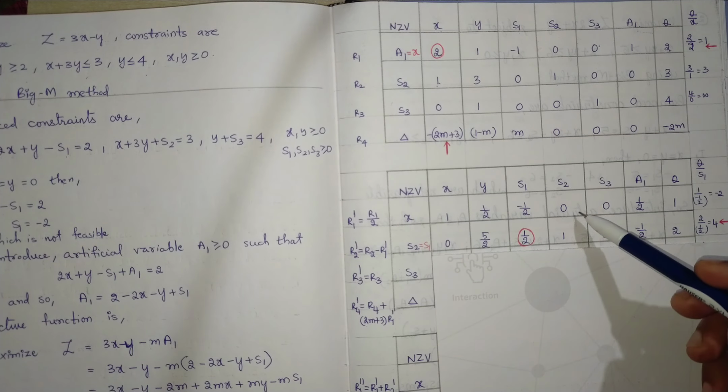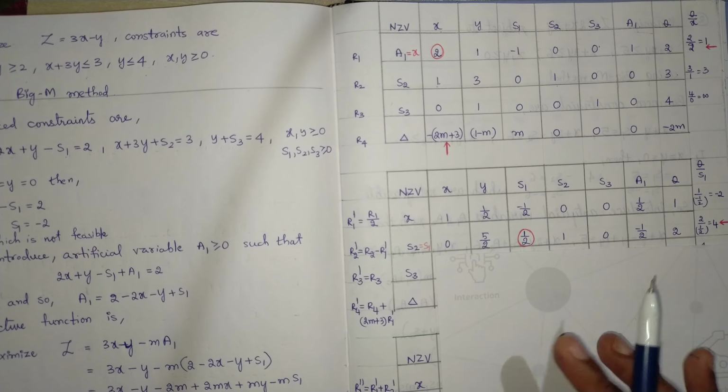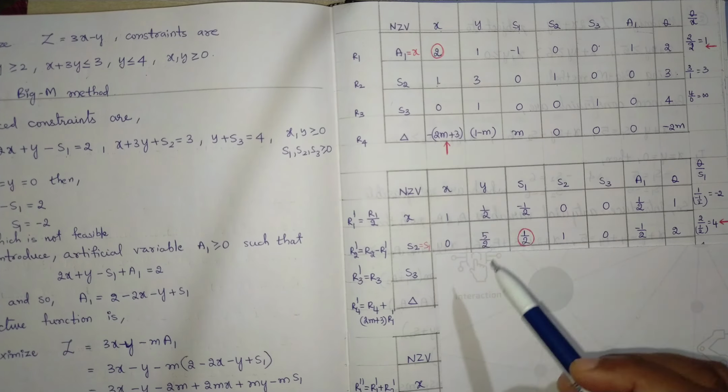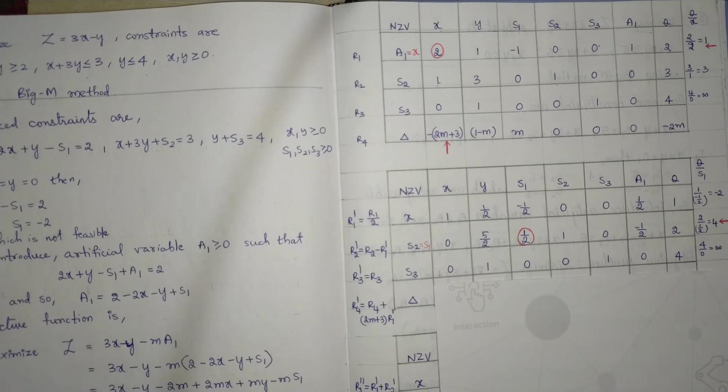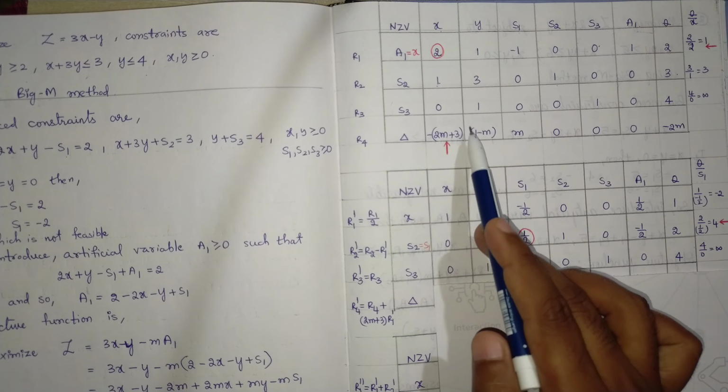So 1 minus 0 is 1, 0 minus 0 is 0, 0 minus 1 by 2 is minus 1 by 2, 3 minus 1 is 2. Right, and look at the third row, it is already 0. Let us write that row as it is. And we have minus 2m plus 3 here.